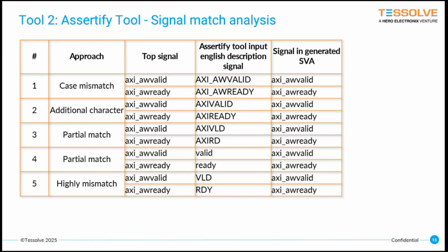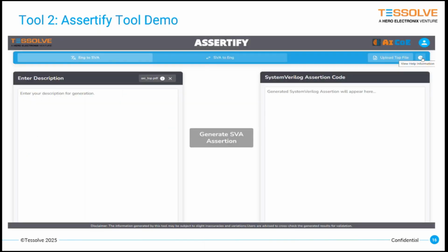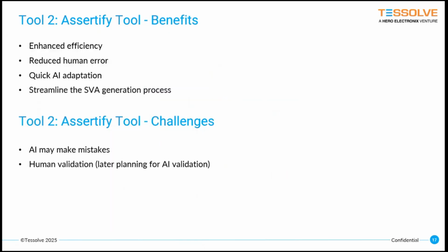These are different use cases. Partial mismatch is there; there also it is taking care. We want this, right? In the top file, it is mentioned like this, so we want it like that, right? It is taking care of that. You can even see the extreme example: AXI underscore AW valid is mentioned in the top signal, and here it is mentioned as VLD in your description, probably, right? Still, it is understanding that, yes, we are talking about the valid signal. These are just experiments to make sure that we are delivering a quality tool. This is a demo that we can just skip, right? Because we'll be having limited time.